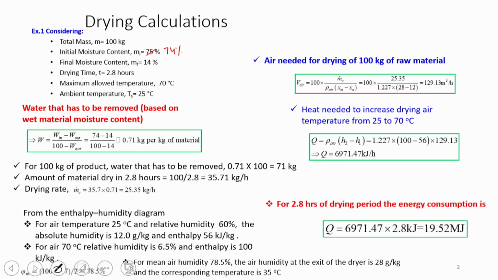Then if we say a 2.8 hour drying period, how much would the energy consumption be? That can be very easily calculated. This is for 1 hour, this is for 2.8 hours, or maybe if we extend it to 3 hours, that is also possible, 4 hours is also possible, right.